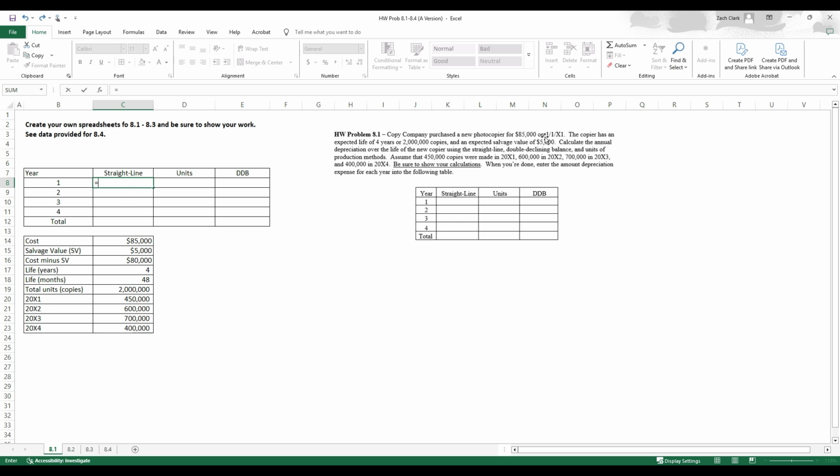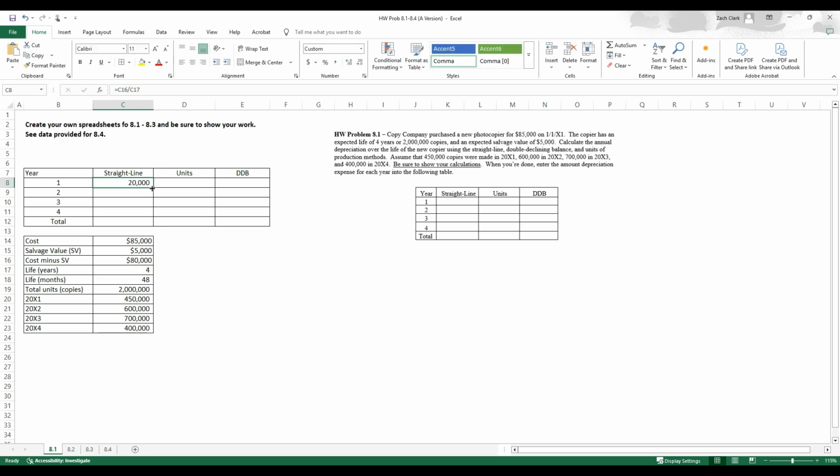So the first year, we have a full year's worth of depreciation because we bought it on the first of the year. It's got the 4-year life. And so we're going to take our cost minus salvage value and just divide that by the years. That's 20,000 per year, and that's going to be the same for every year.